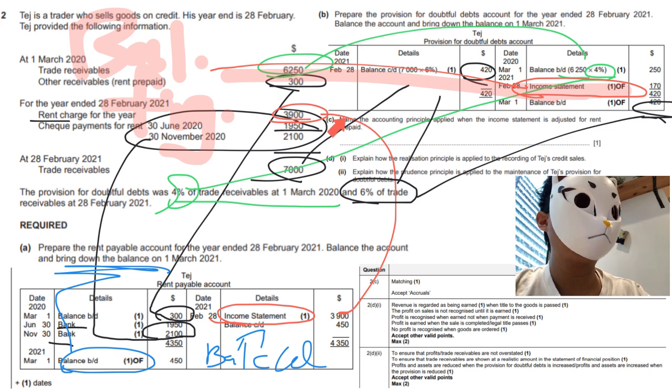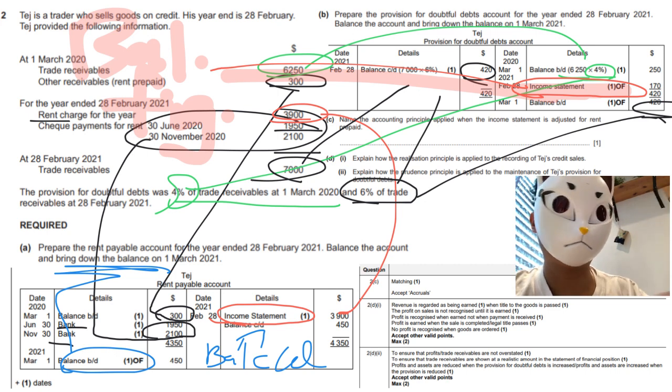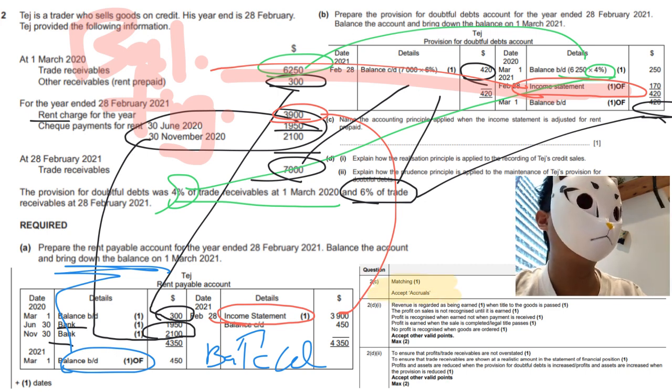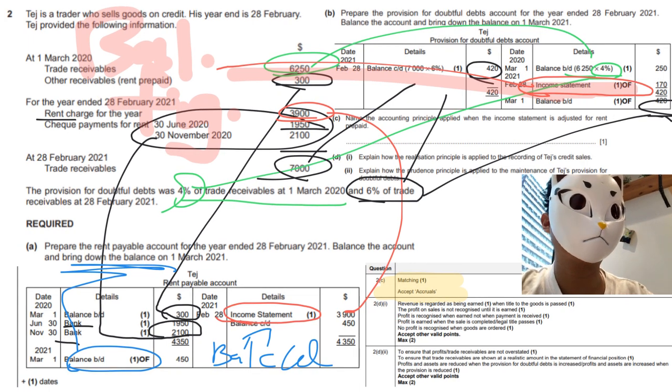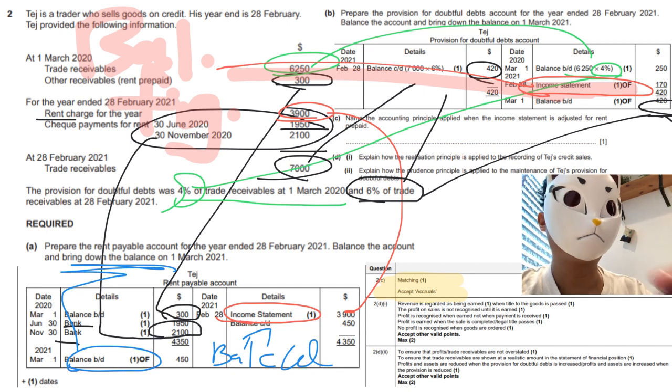Now part C. We have to talk about the accounting principle. This is quite easy. You can talk about matching or accrual. Part D, how the realization principle is applied. This is a kind of textbook question. So how to apply the realization principle.